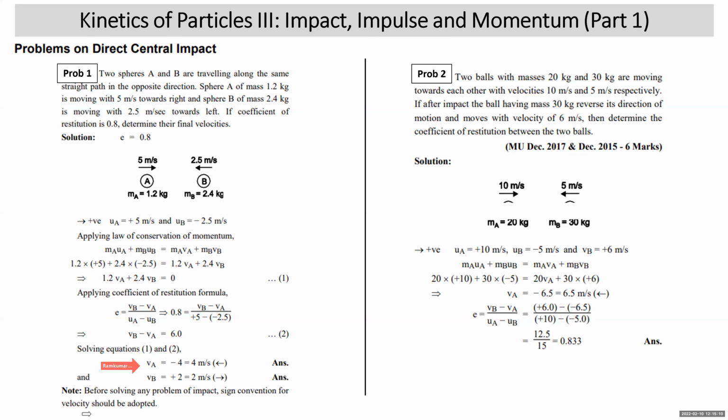You get vA is minus 4. Minus 4 means it is not to the right, it is to the left as per the sign convention. The sign convention we adopted is towards right as positive. So we got a vA value as minus 4. That means it is to the left. Value of vB comes out to plus 2, that is 2 meter per second towards right. So these are your final velocities just after impact. These were the velocities before impact. These are the velocities just after impact.